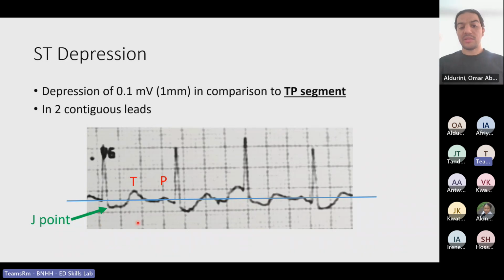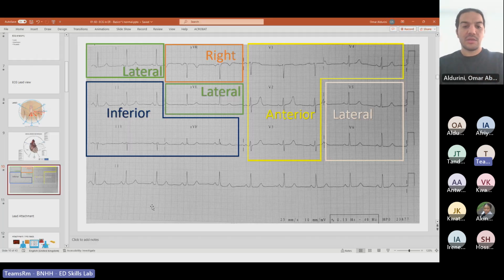Where is the ST segment? The ST segment usually starts at the end of the QRS complex till the beginning of the T wave. And this segment should be on the same baseline with the TP segment. Why the TP segment? Because this is the time where there is no electricity in the heart.